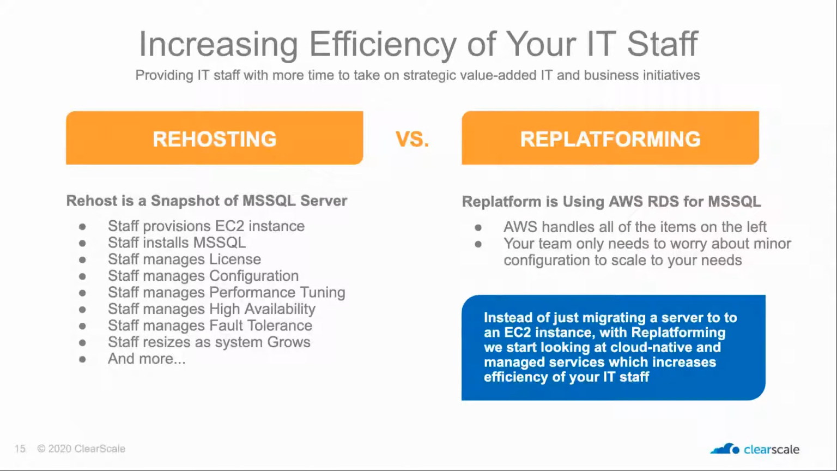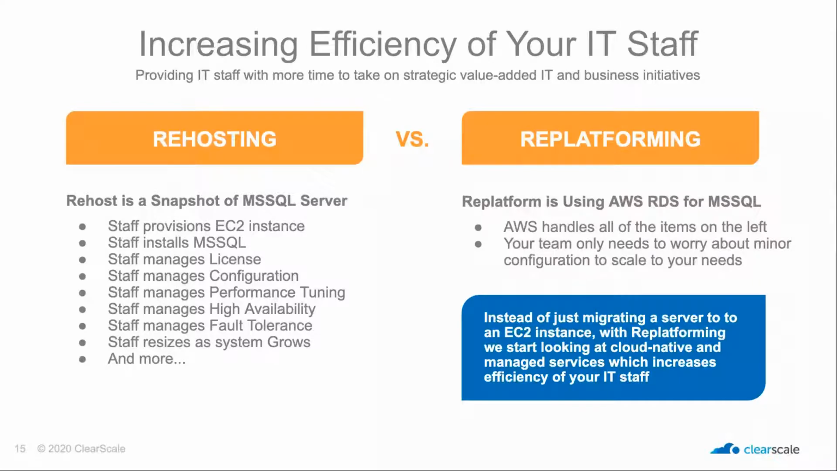Do you have a hot backup, a cold backup, etc.? You have to install your SQL server onto these EC2 instances, manage your licenses, and do all your configuration and performance tuning. If there's a patch that comes out, you have to patch it. If you need to upgrade the version, you have to upgrade the version. If you outgrow the machine, then you have to do it all over again on a new machine and get rid of the old machine.